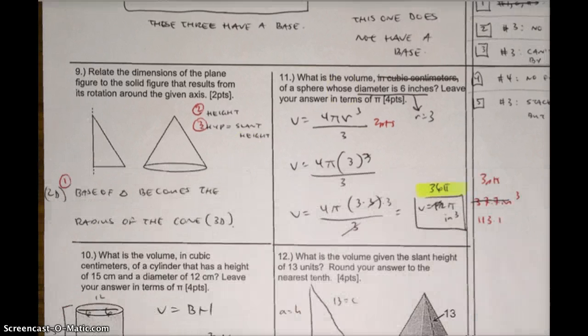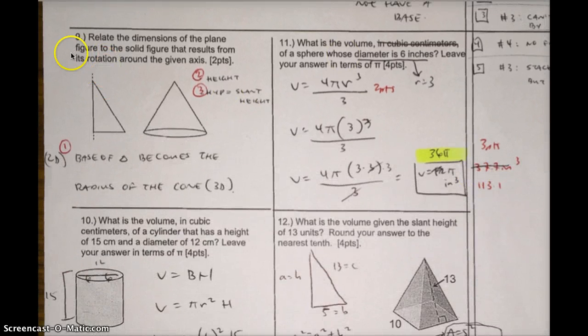Question number 9. Relate the dimensions of the plane figure to the solid figure that results from its rotation around the given axis. So here's the axis, here's the two-dimensional, and we need to compare it to the three-dimensional. So I said the base of the triangle here, this becomes the radius of the cone here. You can also think of it as the height. The height of the triangle becomes the height of the cone.